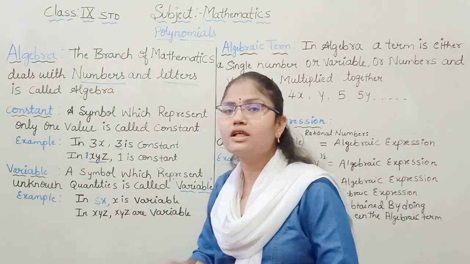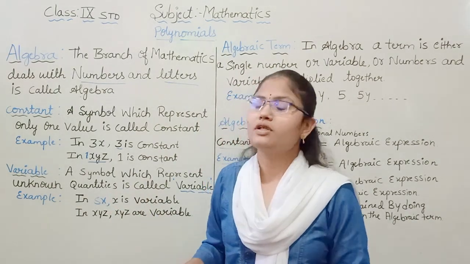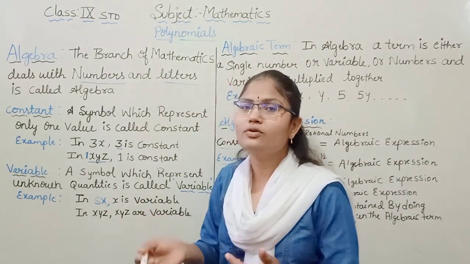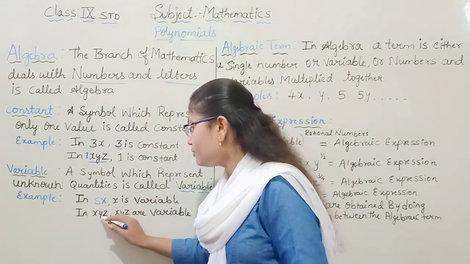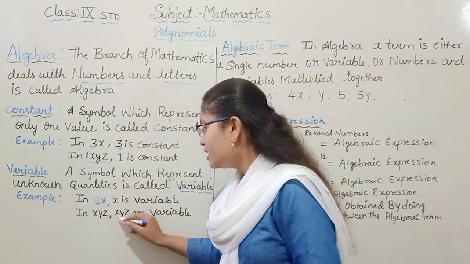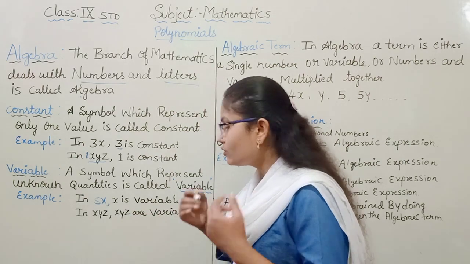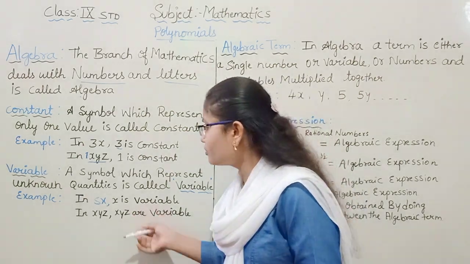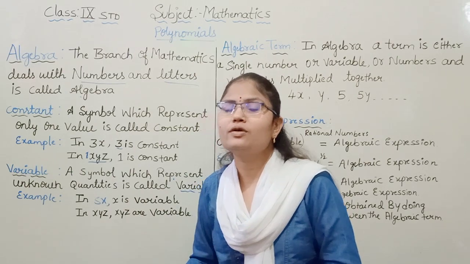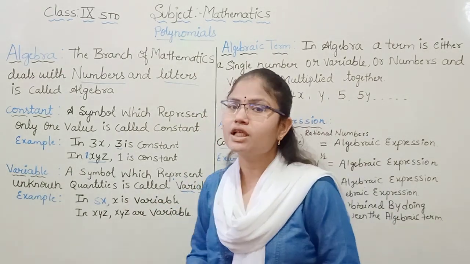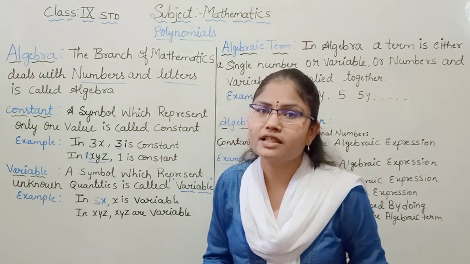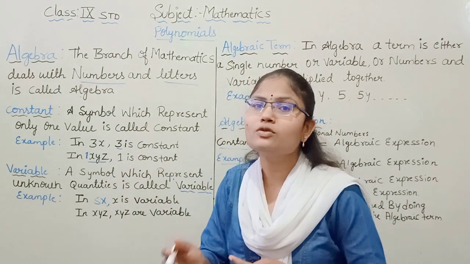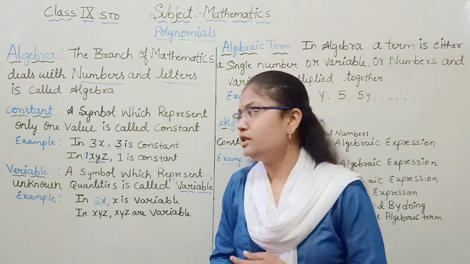For x you can give any value according to the situation and find out the value of 5x. So in x, y, z, all are variables. For x you can give a value, for y also, for z also. So constant means the value does not change at any cost. Variable means its value varies according to the situation.